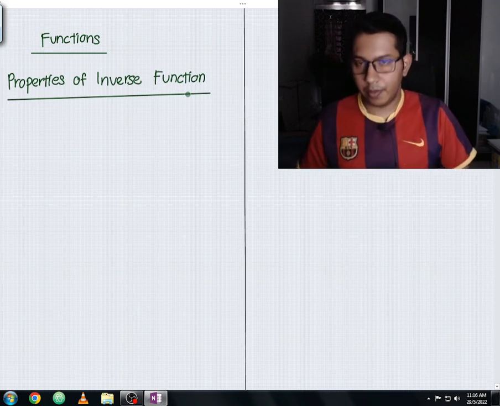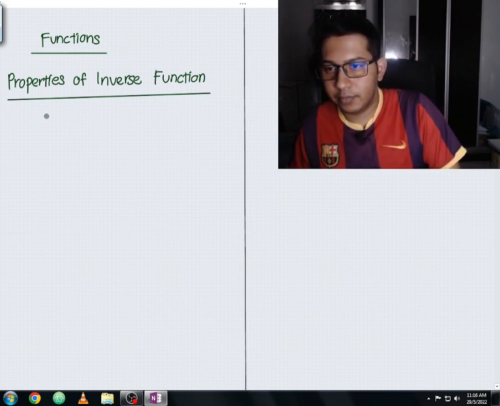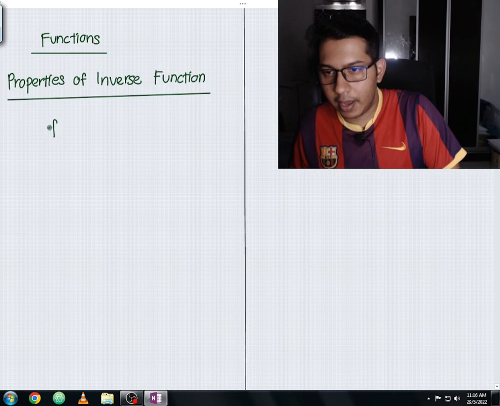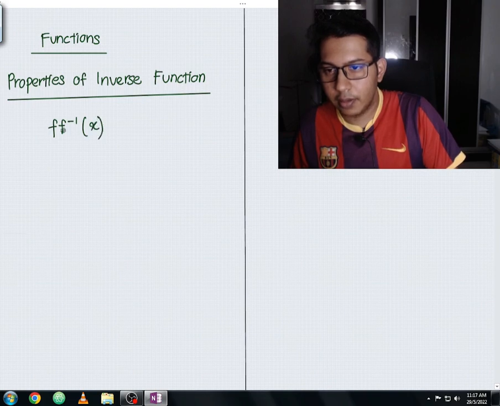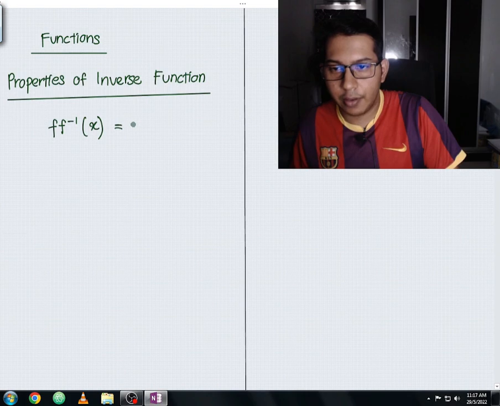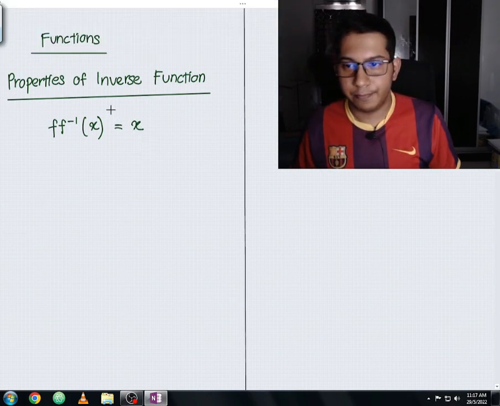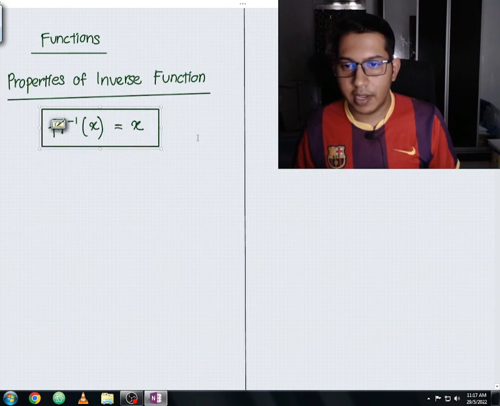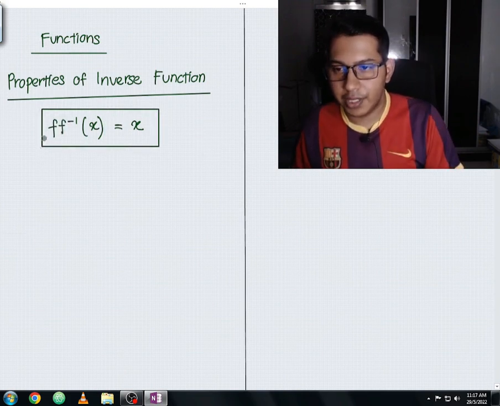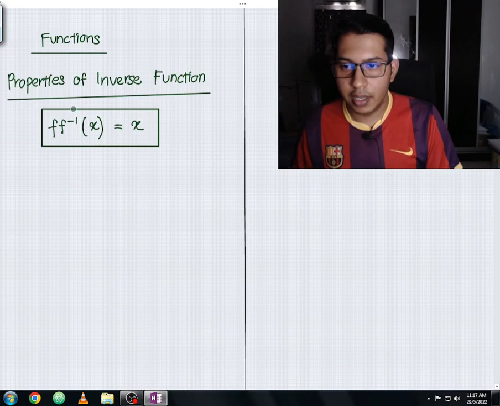Given that f of f inverse x, when this occurs you will get back your x. Okay, so let me box this. So when it involves a composite of function and an inverse function, you will get back the object.